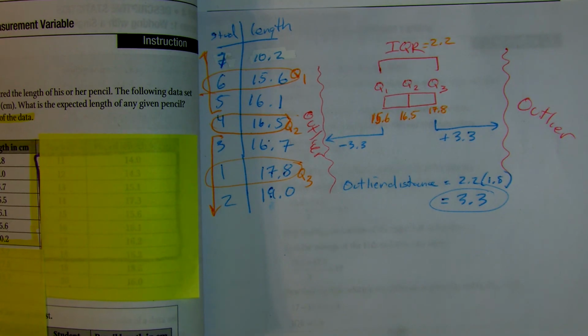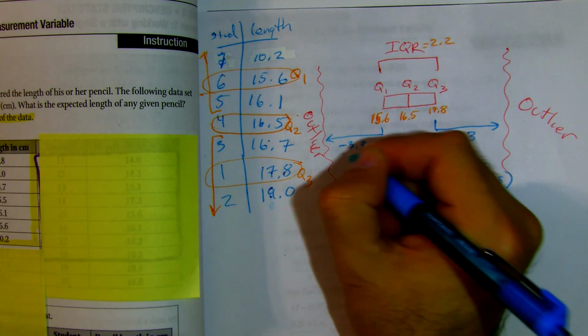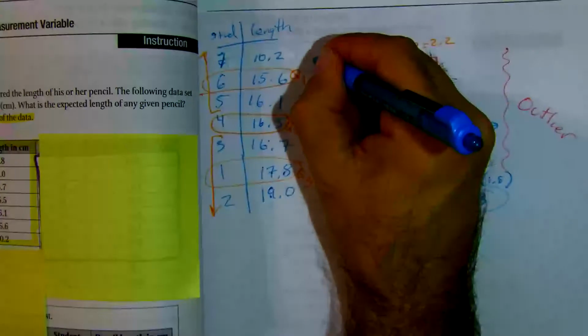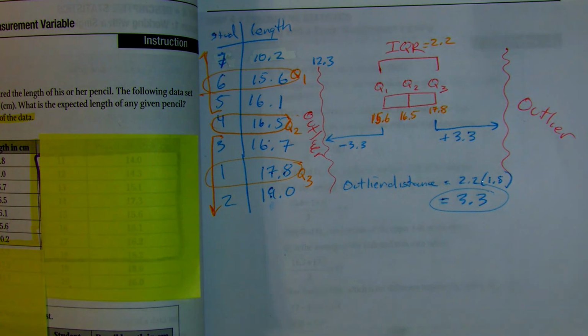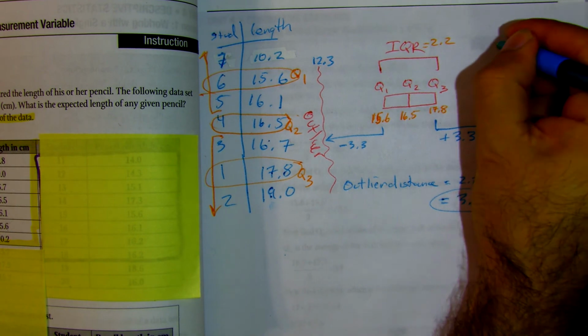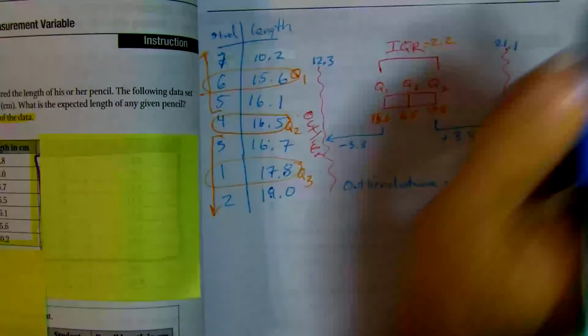15.6 minus 3.3. 15.6 minus 3.3. All right, look. This outlier limit is at 12.3. I'm going to do the upper: 17.8 plus 3.3. This outlier limit is 21.1.